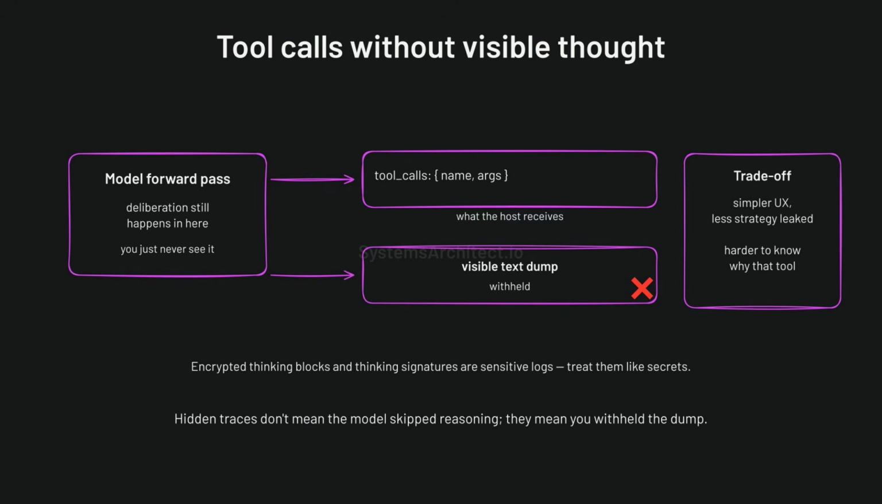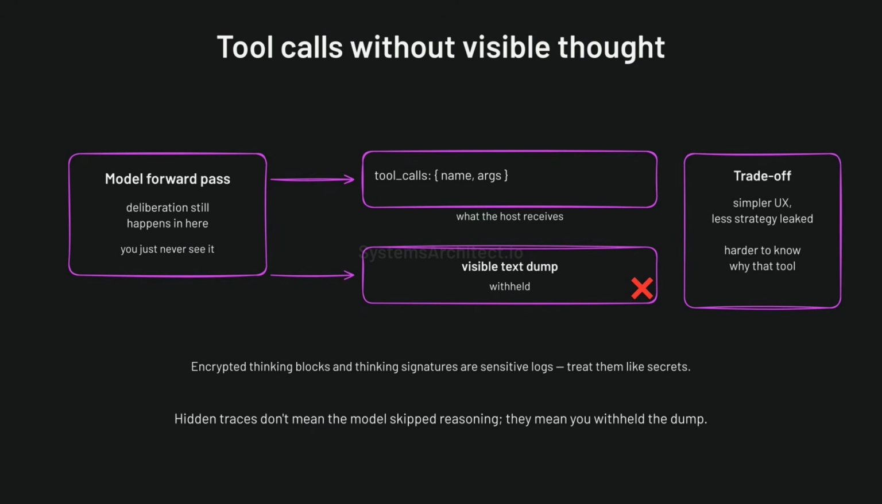Many production agents receive only structured tool calls with no user-visible reasoning. Internal deliberation tokens still run in the forward pass. You just don't get a text dump. That's simpler for UX and safer against leaking strategy. But it's harder when you need to know why the model picked that tool. Hidden traces don't mean the model skipped reasoning. They mean you withheld the dump.